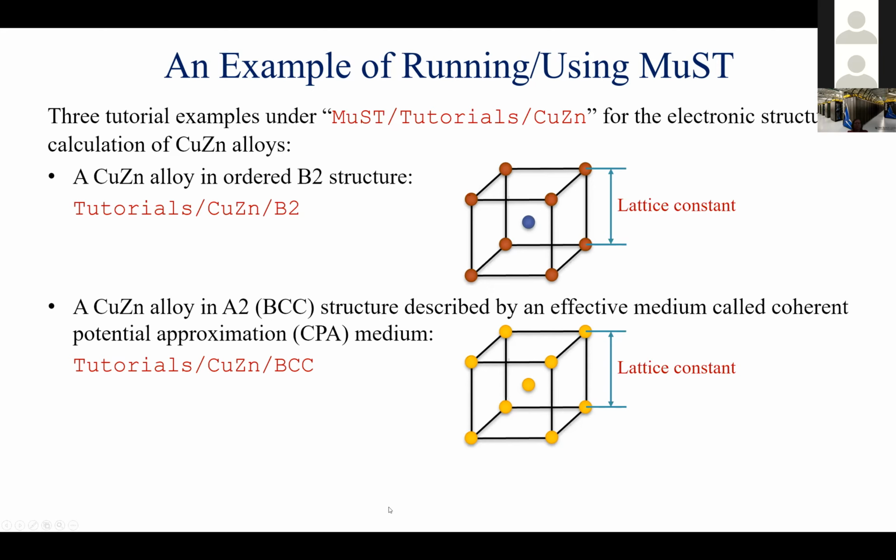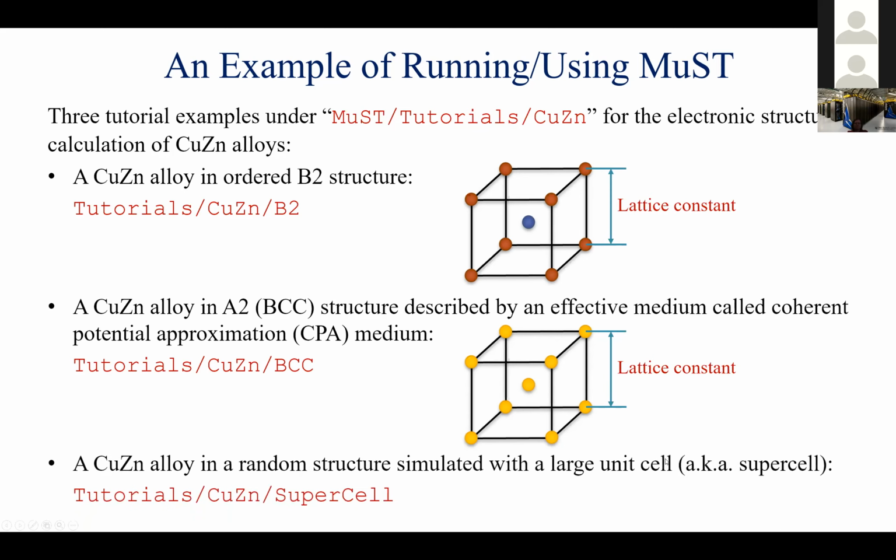Another way of doing it is to set up a large unit cell. That large unit cell contains many atoms, and the atoms are randomly distributed on the underlying lattice. We use the large unit cell to mimic the random alloy. That's another approach, called the supercell approach. It's basically described by this particular example.